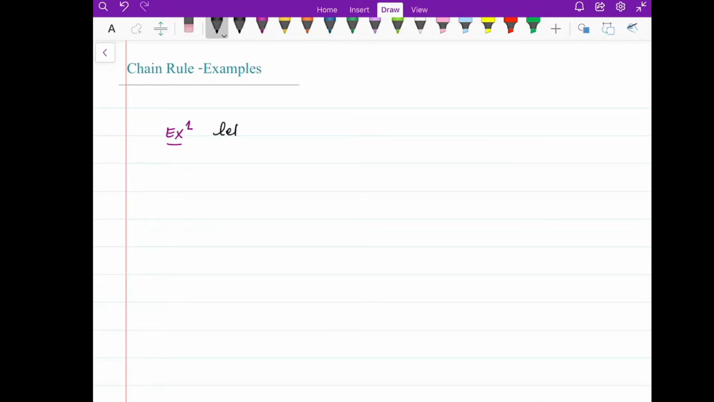Let w be e to the power of xy squared, where x is equal to 3t plus 1 and y is equal to t squared. Find dw/dt.